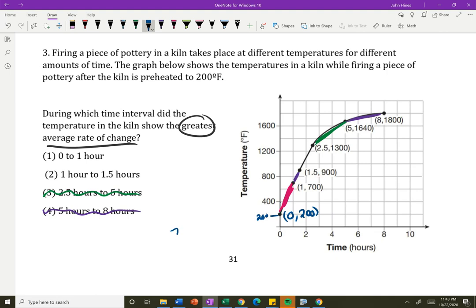So change in y, 700 minus 200 over 1 minus 0. That's 500 if you compute it. And I'll save you the time of typing it into your calculator. And this next one, 900 minus 700, change in y over change in x, is 200 over 0.5, which comes out to 400. So it should be choice 1. That magenta segment is steeper than the purple segment. It's hard to judge with my eye, but I can do the computation.